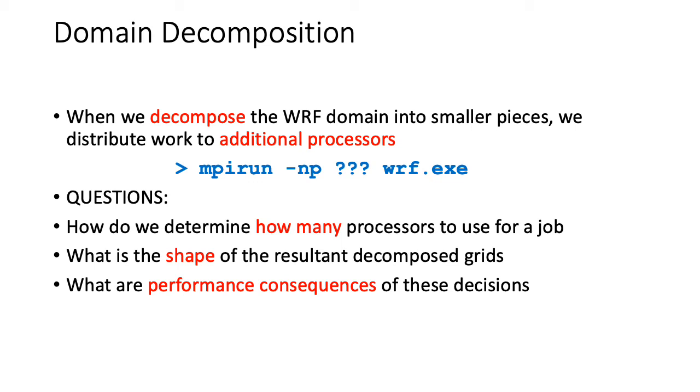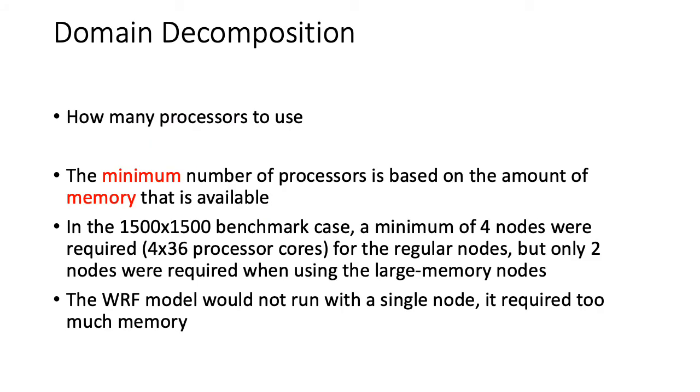So there are some questions. How do we determine how many processors we should use for a particular size WRF job? How do we know what that shape is going to be? And the how many and shape give us a third question. What are the performance consequences of those particular decisions? First of all, how many processors are we going to use? Well, there's 3 numbers that we really care about. What's the minimum number? What's the maximum number? And what's a good number to be using?